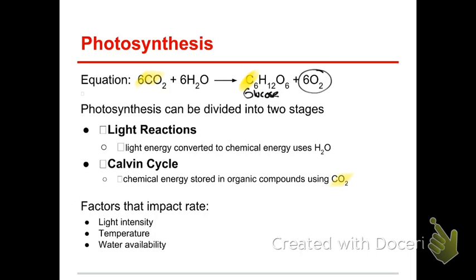Now, just like any chemical reaction has a rate of how fast it proceeds, photosynthesis is affected by three main things: light intensity, more light, more energy available; temperature, again, temperature is just how fast molecules are moving. Temperature also affects enzyme activity. If it gets too hot, the enzymes stop working. If it gets too cold, the enzymes stop working. And then water availability, because water is a big-time reactant.